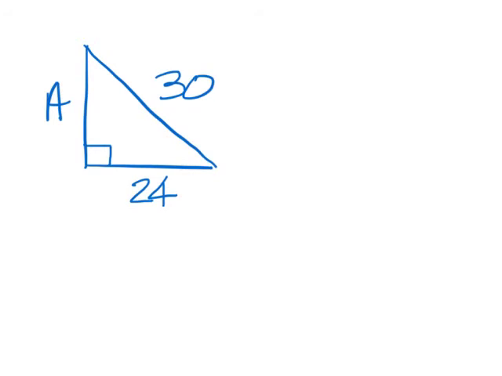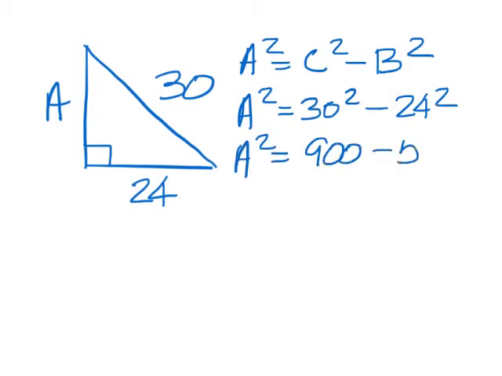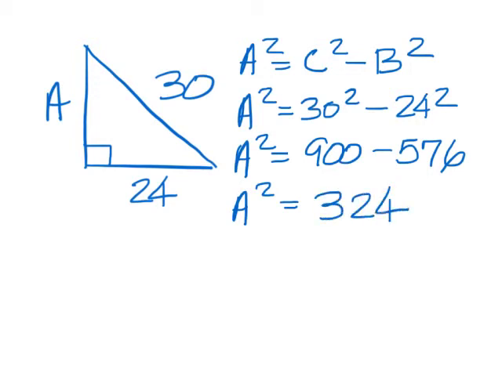The solution for the practice problem, we're missing A, so we need to do A squared equals C squared minus B squared. And C squared is 30 squared, B squared is 24 squared. Simplify those two to get 900 minus 576. 900 minus 576 should be 324. And then you'll do the square root of both sides to get an answer of 18.